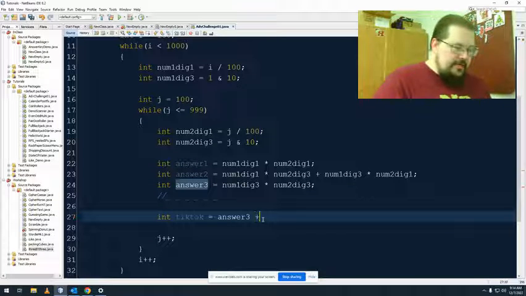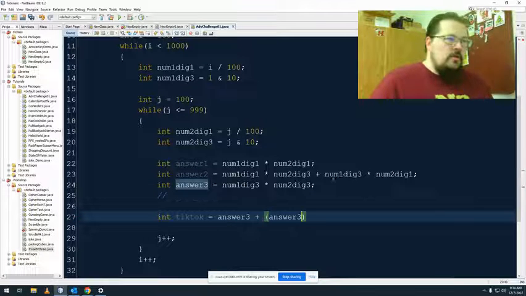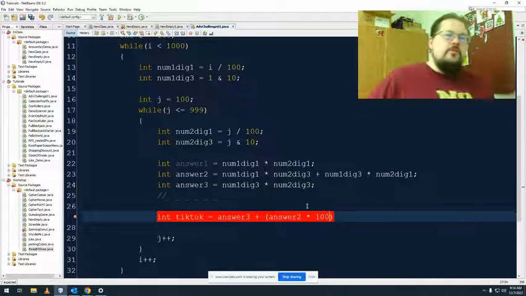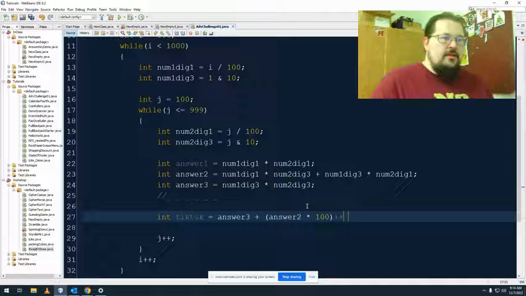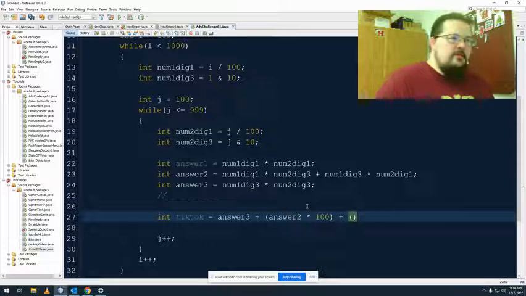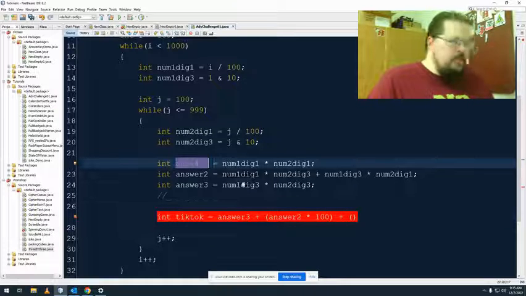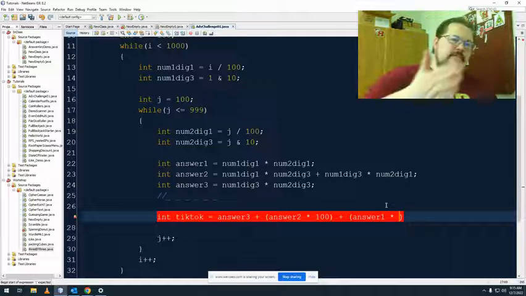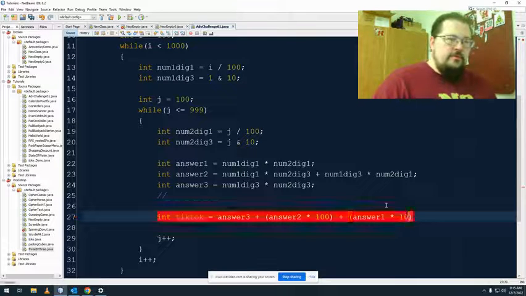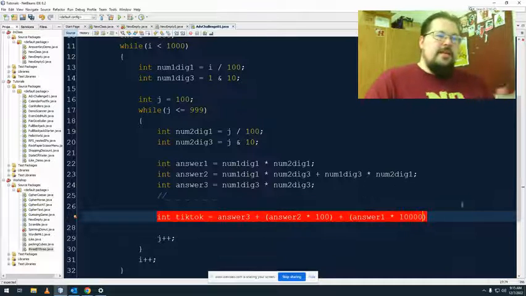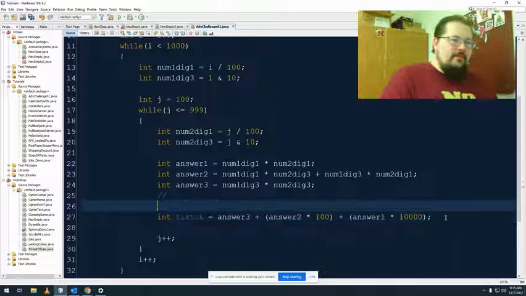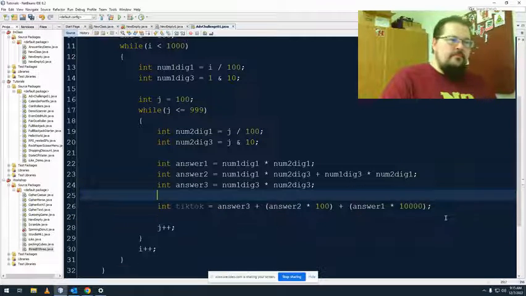This answer is 2 digits, but we need it to be the third and fourth digit here. So what we need to do is multiply that by 100 to shift it those 2 positions. And then last but not least, this time we're going to shift it 4 digits all the way down, so multiplying it by 10,000. And that is her method, or her answer.